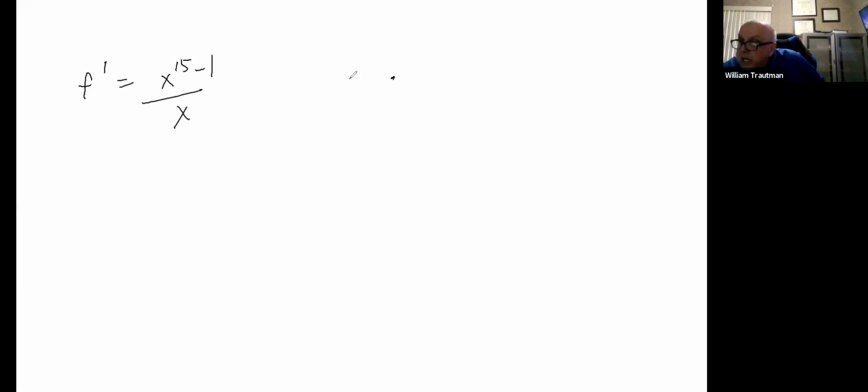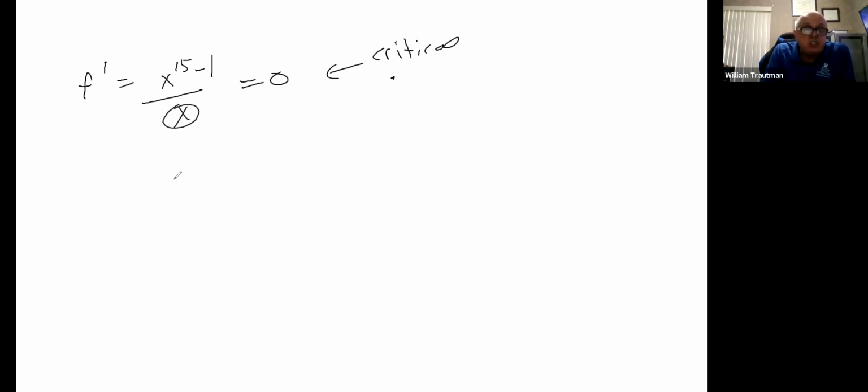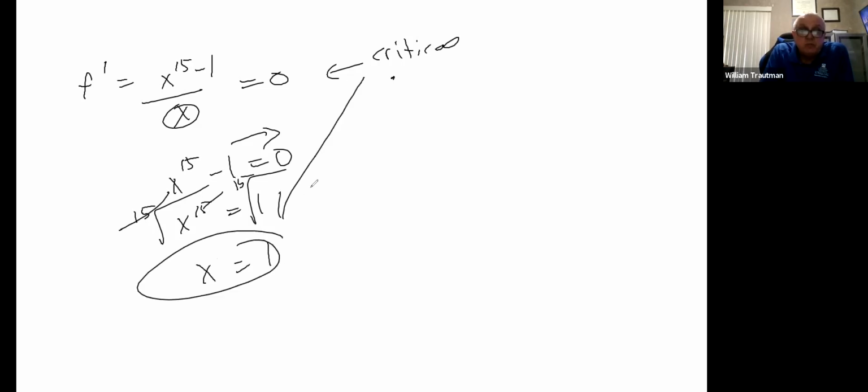It said, apply the first derivative test, identify the relative extrema. Is it a relative maximum or minimum? So first we've got to find a critical number. So remember, the first derivative has to equal 0. That's a critical number. If I multiply both sides by this x, x times 0, nothing changes. Get the 1 to the other side, x to the 15 equals 1. Take the 15th root of both sides. And x equals the 15th root of 1, which is 1. That's a critical number, 1.